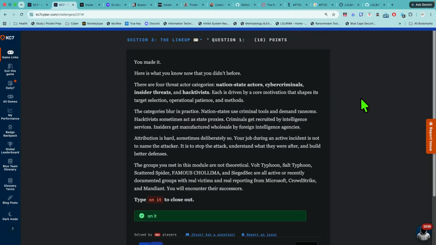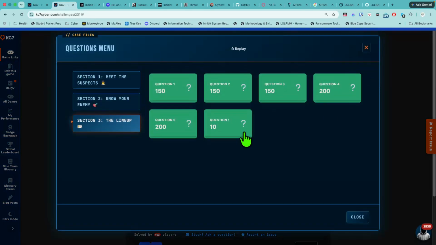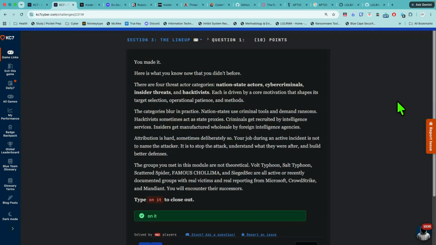And yes, this is the last one. Bear with it. That's question 6. So pretend you see a 6 right there. Awesome. Alright. You made it. Here's what you know now that you didn't before. There are 4 threat actor categories: nation state actors, cybercriminals, insider threats, and hacktivists. Each is driven by a core motivation that shapes its target selection, operational patience, and methods.